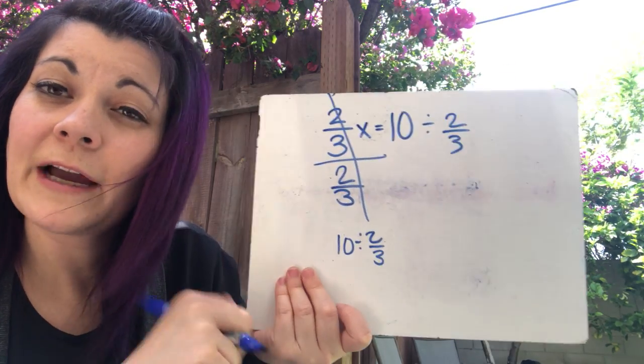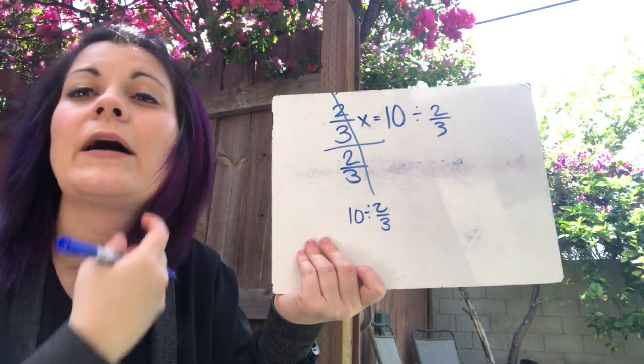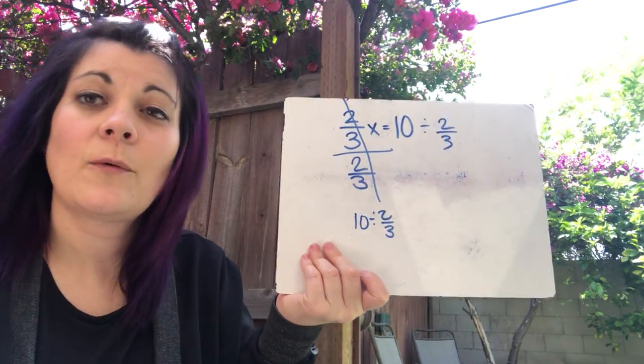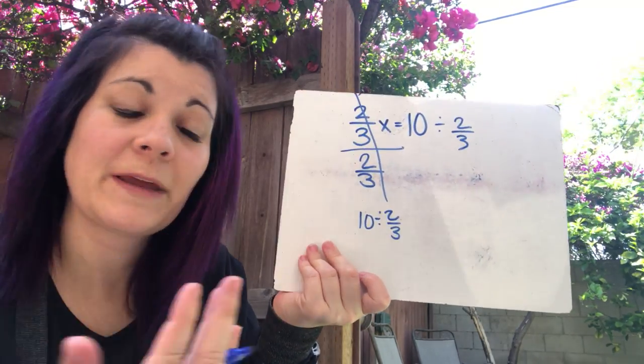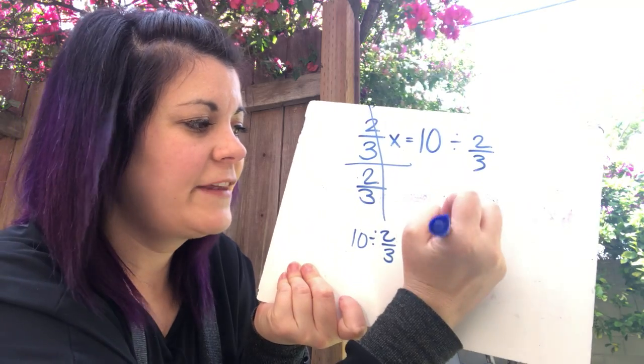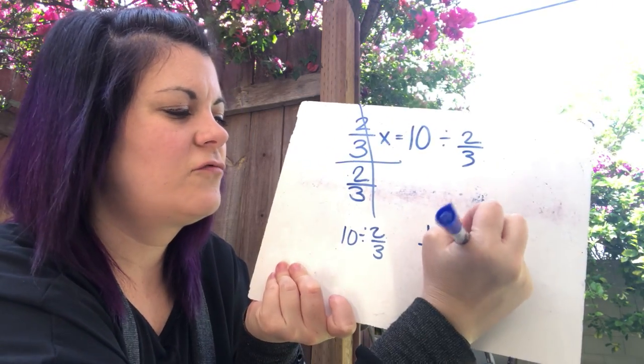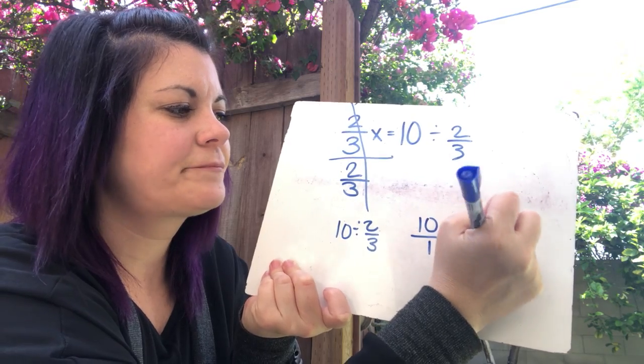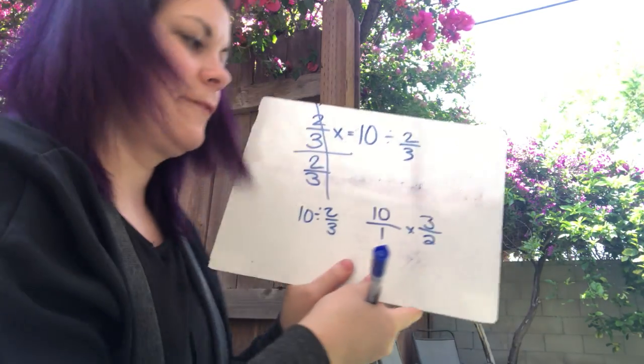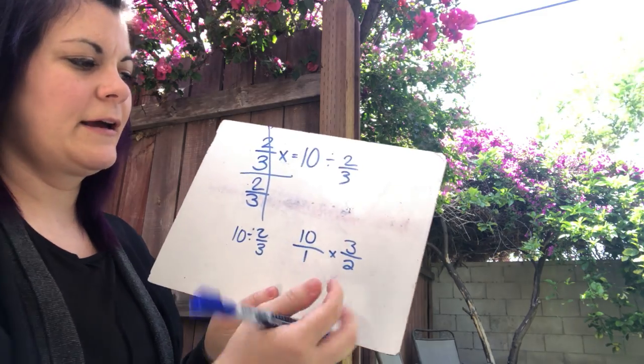Well, we know how to divide fractions. If you really need to know how to divide fractions, then watch that video as well. But you perform the keep, change, flip. 10 can go over 1 because any number can go over 1. And then change and flip. And so now we're going to solve it. 10 over 1 times 3 over 2.